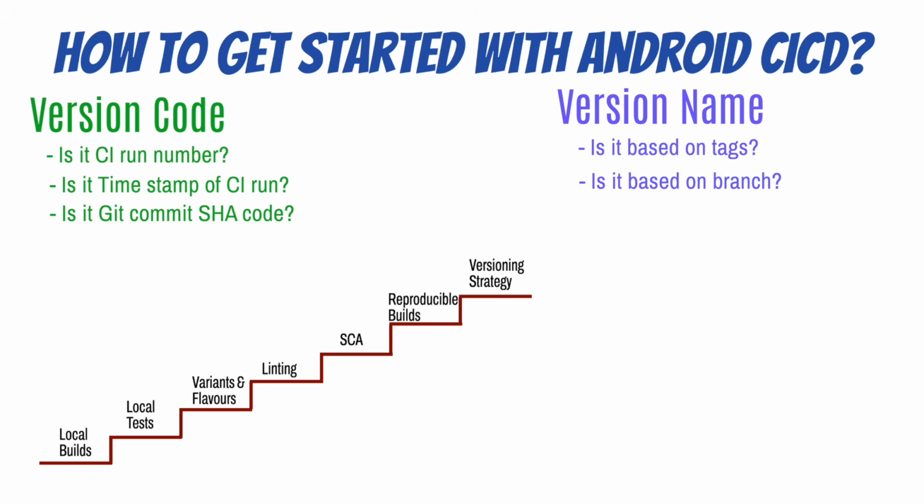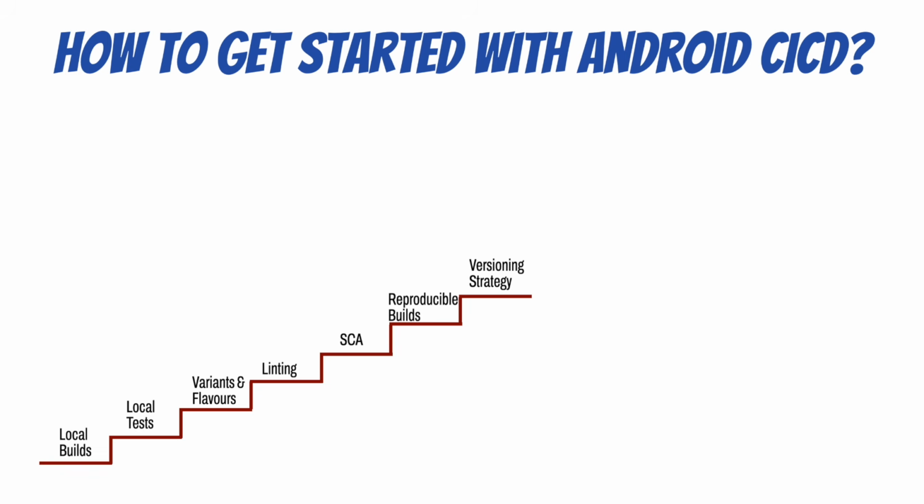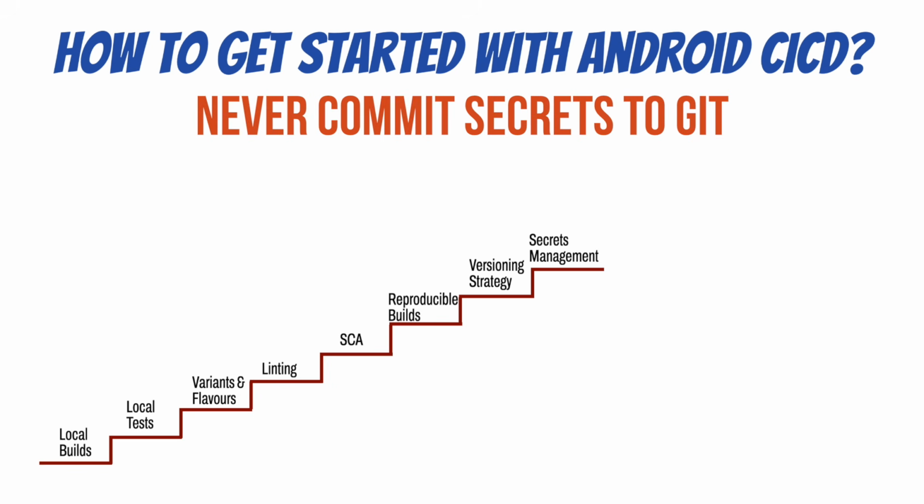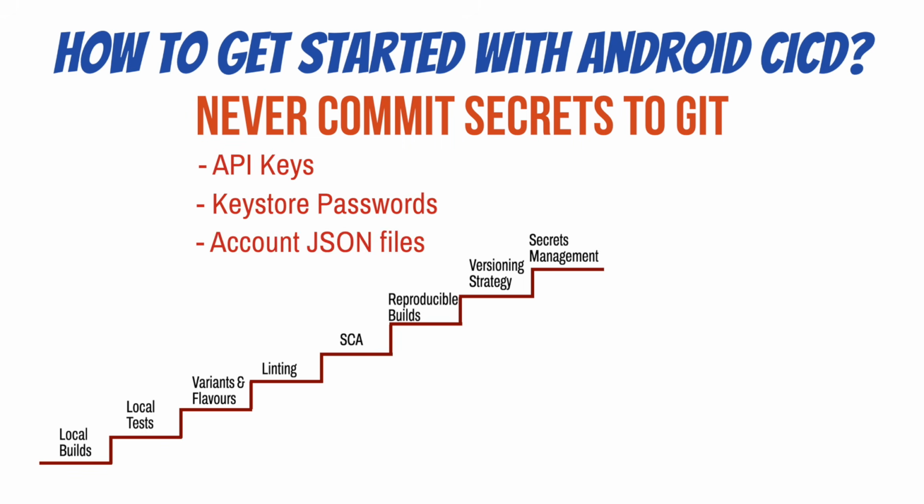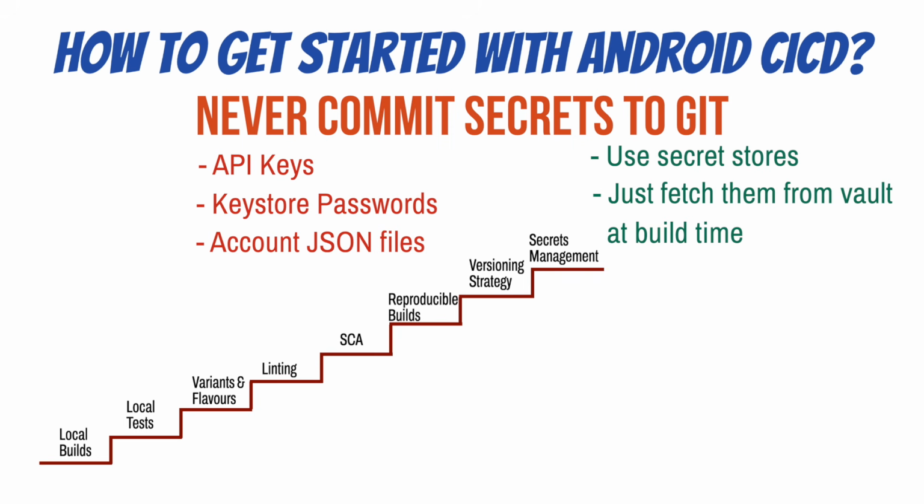So versioning defines what we ship, but now we want to handle what we must never leak while building and shipping. And what are those? Those are secrets. The number one rule that everybody has to follow is secrets should never be committed to Git. Never. When I say secrets, I mean API keys, keystore passwords, account JSON files. Use CI secret stores. GitHub, GitLab, and others all provide vault solutions. You have to keep your secrets in the vault and just pull them during the build time.